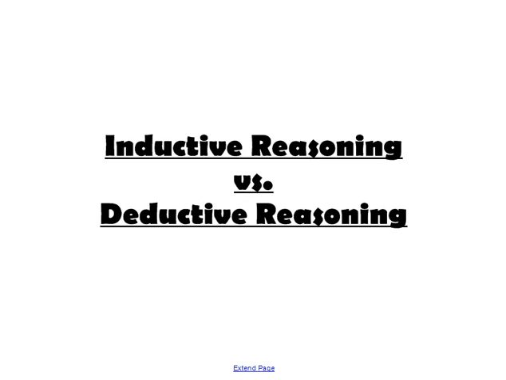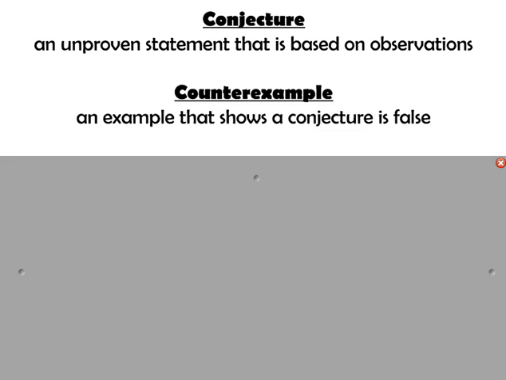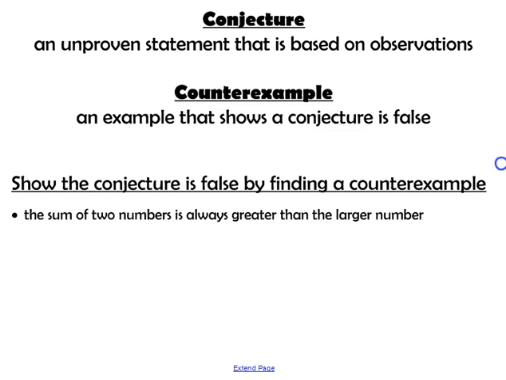Inductive reasoning versus deductive reasoning. Let's start off by defining a couple terms. A conjecture is an unproven statement that is based on observations, and a counterexample is an example that shows a conjecture to be false. So here we want to show the conjecture is false by finding a counterexample.